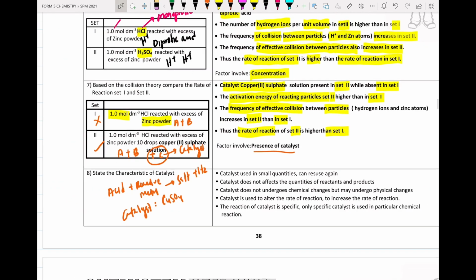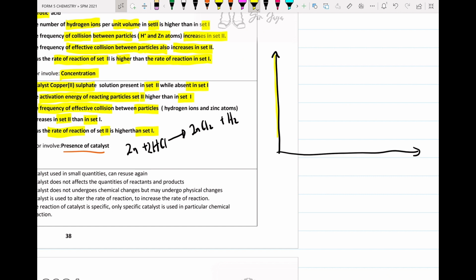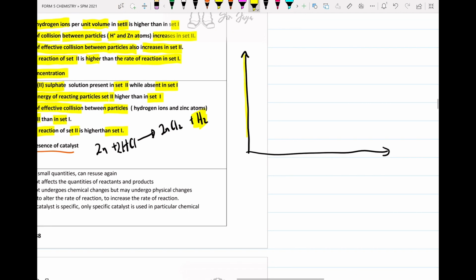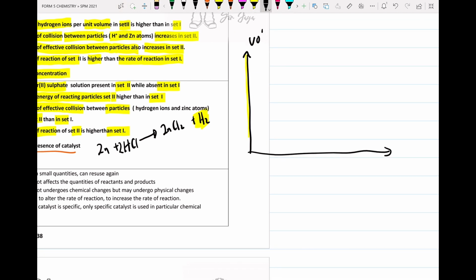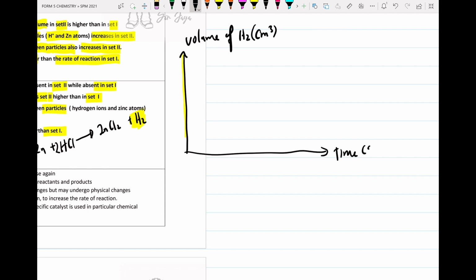So what we do here in this set, we have zinc reacted with hydrochloric acid. So hydrochloric acid, we will get zinc chloride plus hydrogen gas, balance. I put 2 here. So in this reaction, we will measure the rate of reaction by collecting the volume of hydrogen gas. So here we put volume of hydrogen gas, which is cm³, and axis X will be time, unit can be second.